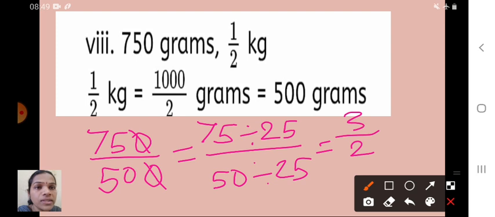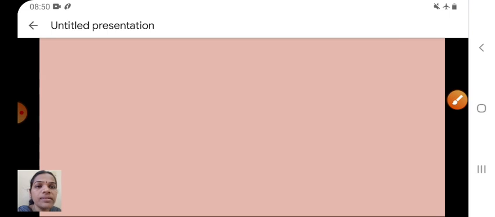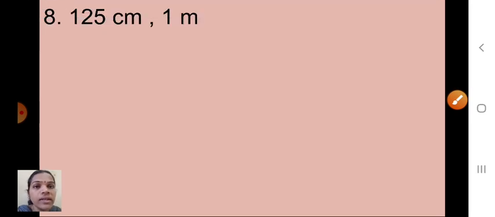So children, see here, half kilogram means what will come? 500 grams. 3 upon 4 kilogram means 750 grams. 1 upon 4 kilogram means what will come? 250 grams. Children, you have to keep in mind. Next one is, see here, 125 centimeter and 1 meter.